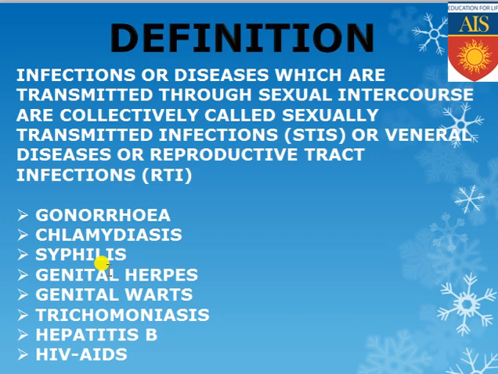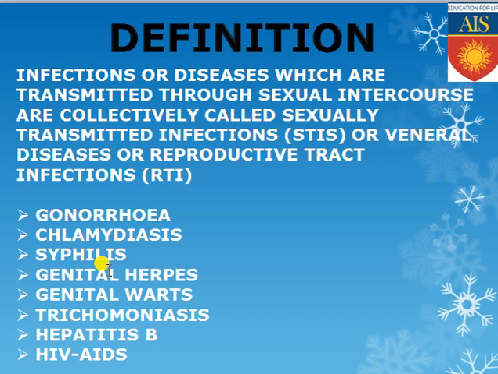So if during the time of unprotected sexual intercourse, the various disease causing agents or even the disease itself is getting transmitted from the unhealthy individual to the healthy individual, that transmission is commonly known as sexually transmitted diseases or reproductive tract infection also. So it can also be called RTI or STI, that is a sexually transmitted infection or reproductive tract infection.